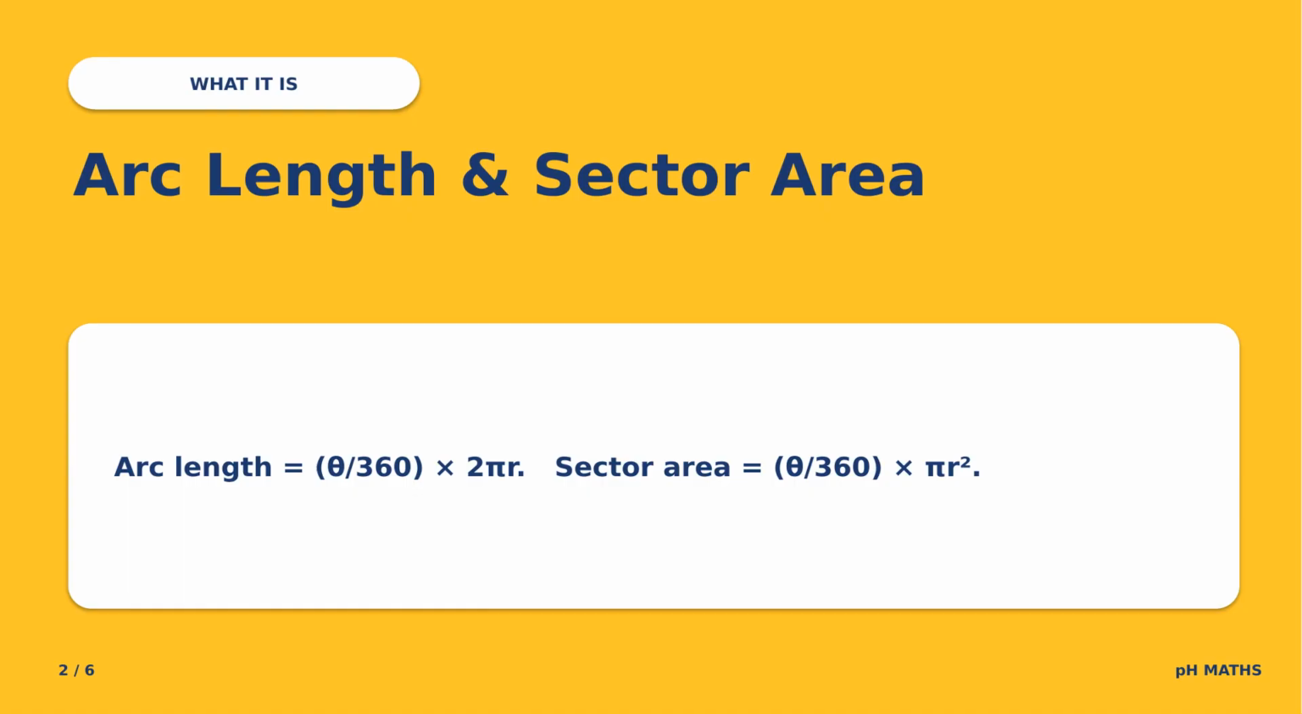Definition. Arc length equals theta over 360 times 2 pi r. Sector area equals theta over 360 times pi r squared. Theta is the central angle of the sector in degrees. R is the radius. Two formulae, same structure, a fraction of the whole circle.